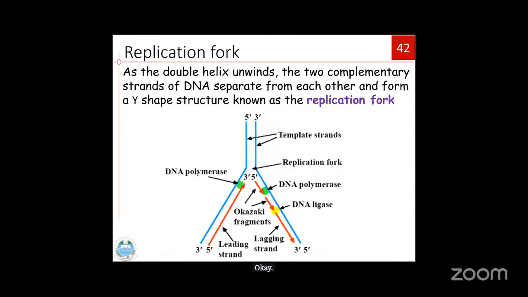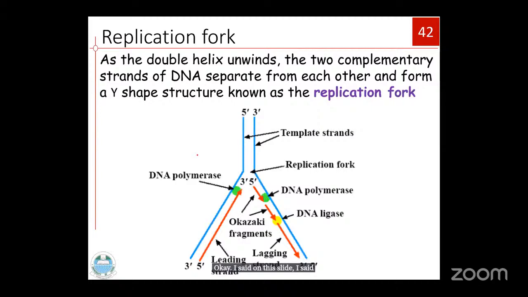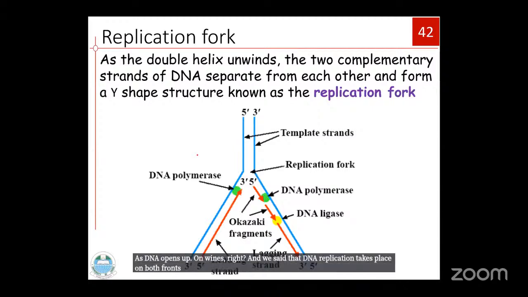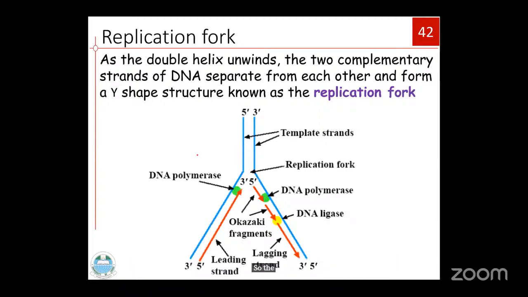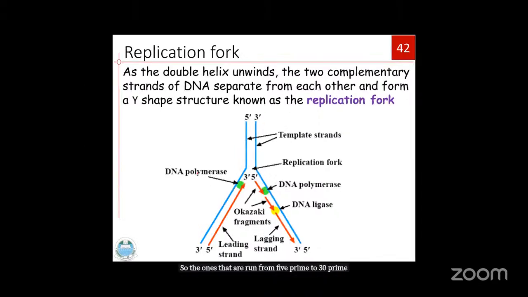I said on this slide, we have a replication fork. The replication fork is like the Y shape that is formed as the DNA opens up or unwinds, right? And we said that DNA replication takes place on both strands, the strand that runs from 3' to 5', and the one that runs from 5' to 3', right? So the one that runs from 5' to 3' is usually the lagging strand. Why that is so, I will explain later.